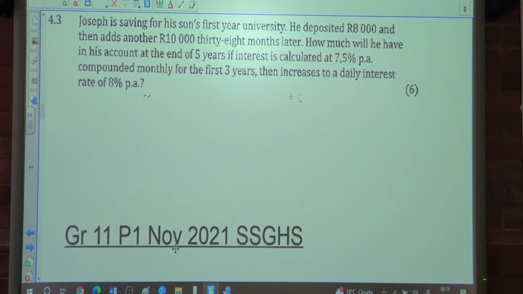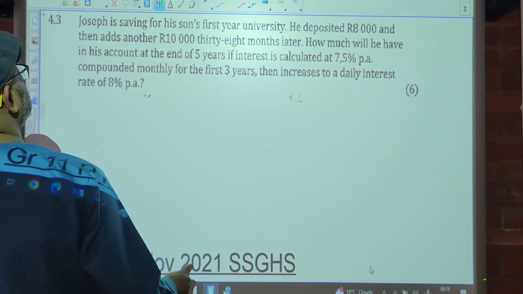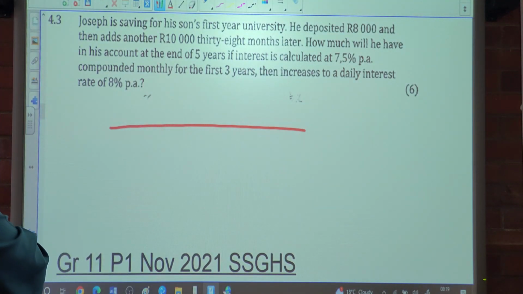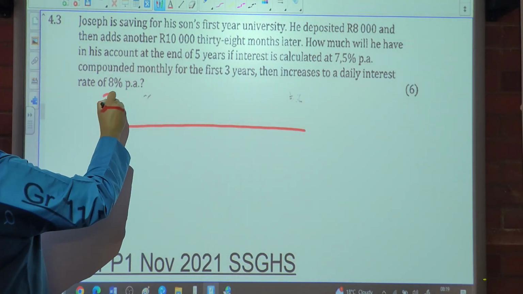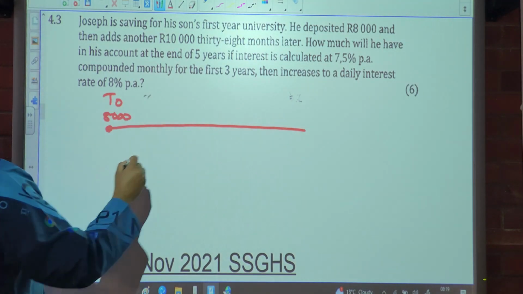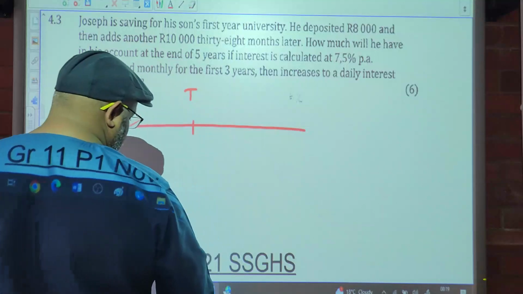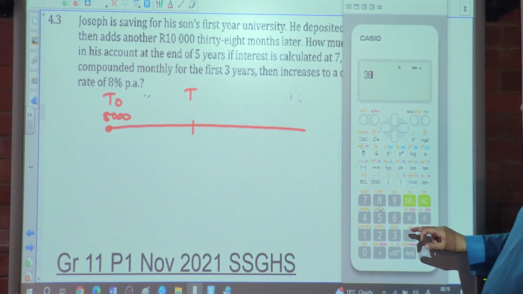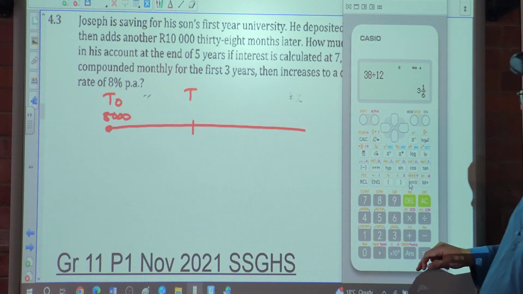Next one, 4.3. Just like a timeline question. Yep, timeline. We're told that Joseph is saving for his son's first year at university. He deposits 8,000 Rand and then adds another 10,000 Rand 38 months later. So initially, at the beginning, he puts in 8,000 Rand. Now 38 months is how long? 36 would be 3 years, no? 38 months, you divide by 12, it's going to give you 3 and 1 over 6.